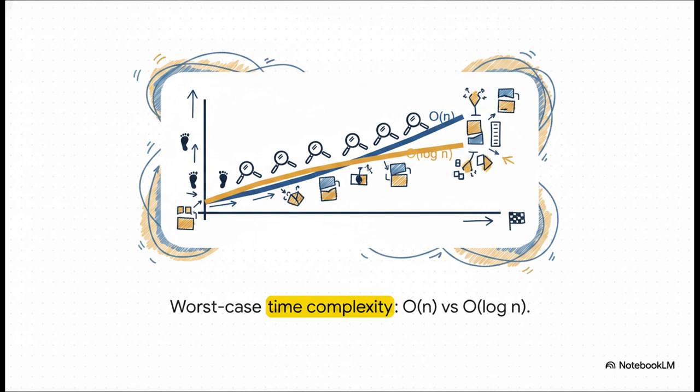Now look at the gold line, O of log n, representing binary search. It starts off somewhat similarly, but then it just flattens out, growing much, much more slowly. Because it halves the search space every single time, even as your dataset gets massively huge, the time it takes to search barely increases at all. It's a real game changer.